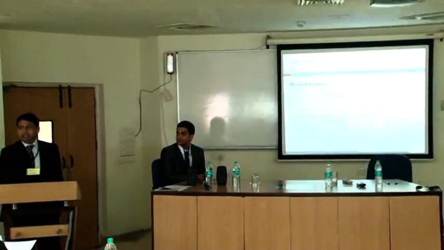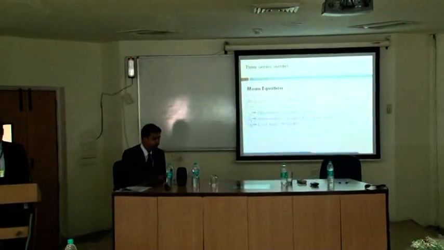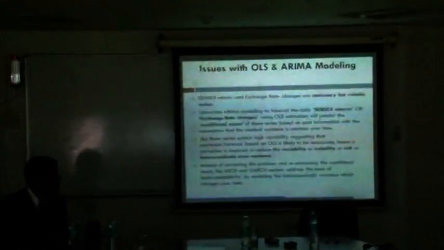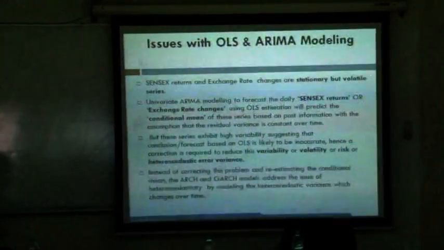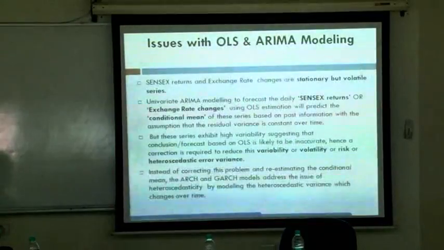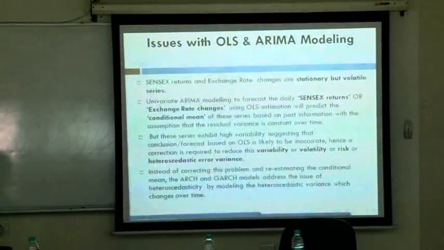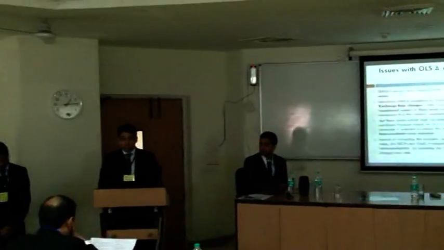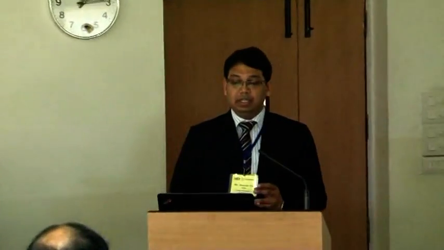So this is our basic regression equation, the mean equation. In this we have YT, that is the dependent variable, the Sensex rate, and XT, that is the exchange rate. And UT is the error term which follows a normal distribution. The issue with this regression model is that it assumes constant volatility in the residue. And the problem with the ARIMA model is that the Sensex returns and the exchange returns are stationary but very highly volatile series.